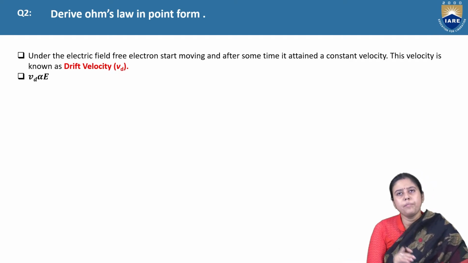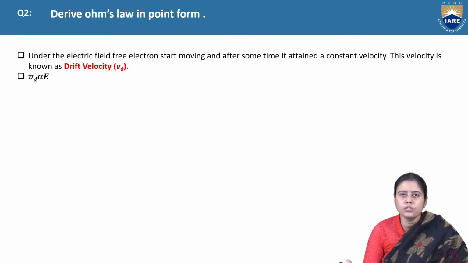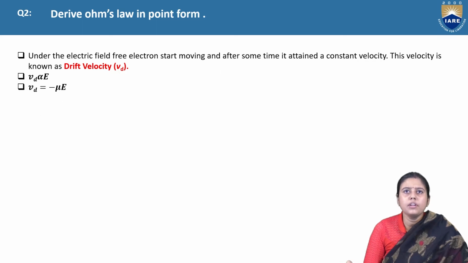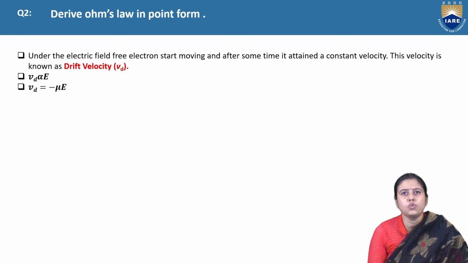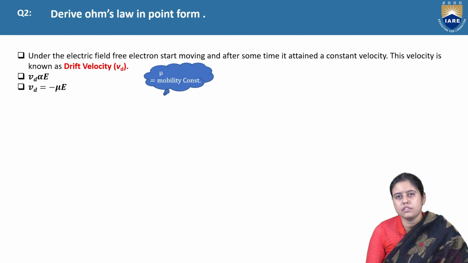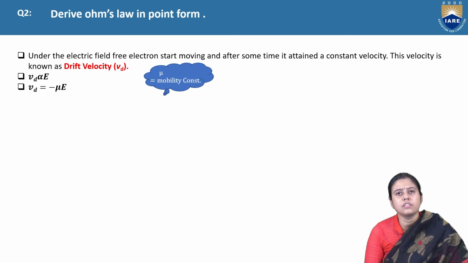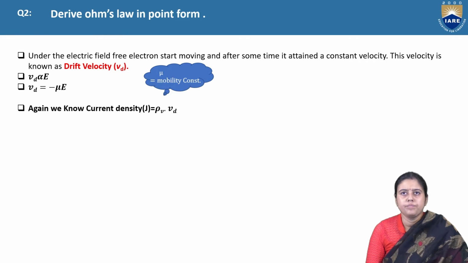Drift velocity Vd is directly proportional to the field intensity which we are giving to the conductor. So what is Vd? If we remove the proportionality constant, we get Vd equals minus mu E. Mu is known as the mobility constant, and it is the proportionality constant here. It relates to the speed of an electron in reaching its drift velocity.